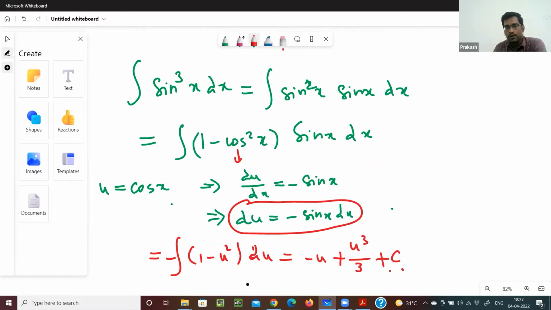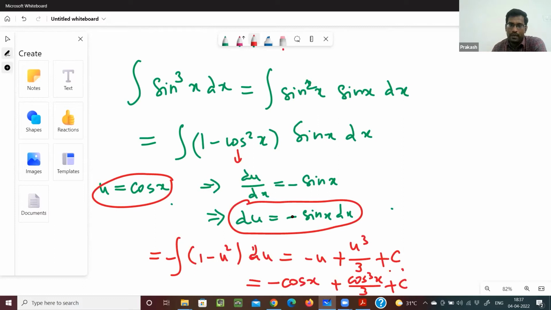already we know what u is, just you can substitute here. Minus u is already here, we assumed cos x, so then you need to substitute cos x plus cos cube x by 3 plus c. So this is one way. And another way, without this substitution also, we can directly evaluate this integral value.